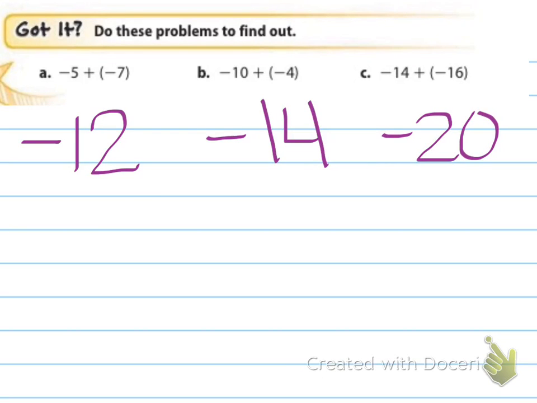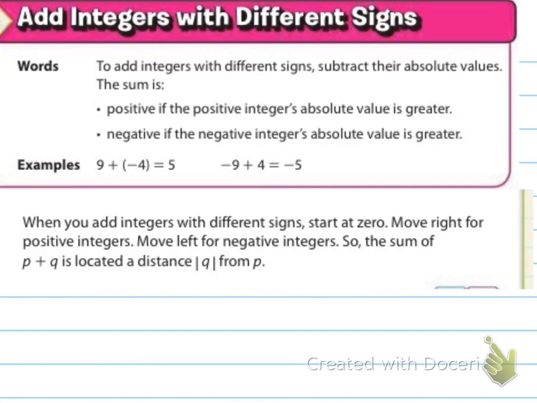Alright, so here are the answers for A, B, and C. Again, same signs, add and keep. So I just added the numbers and then kept the signs the same. So these were all negatives. The next ones are going to be with different signs.